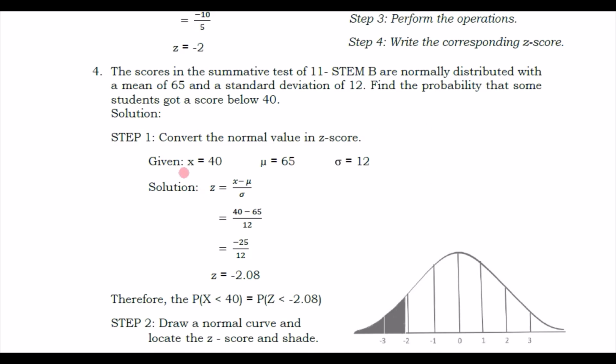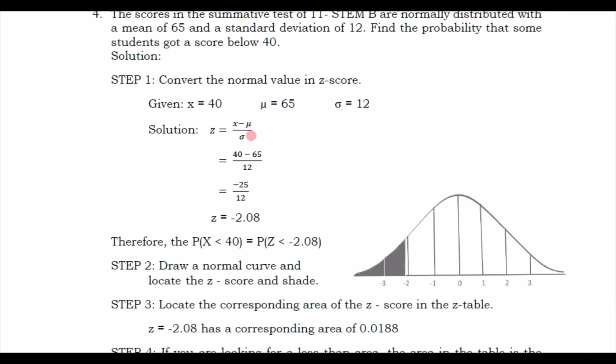So what are the given? We have here x is equals to 40. Okay? So, yun yung hinahanap natin na probability. And we have here the mean of 65. And we have here the standard deviation of 12. Okay? So, i-substitute lang natin itong mga given value sa formula. So, x is 40, mean is 65, and standard deviation is 12. To compute that, sundan lang natin yung formula and then we will have negative 2.08.